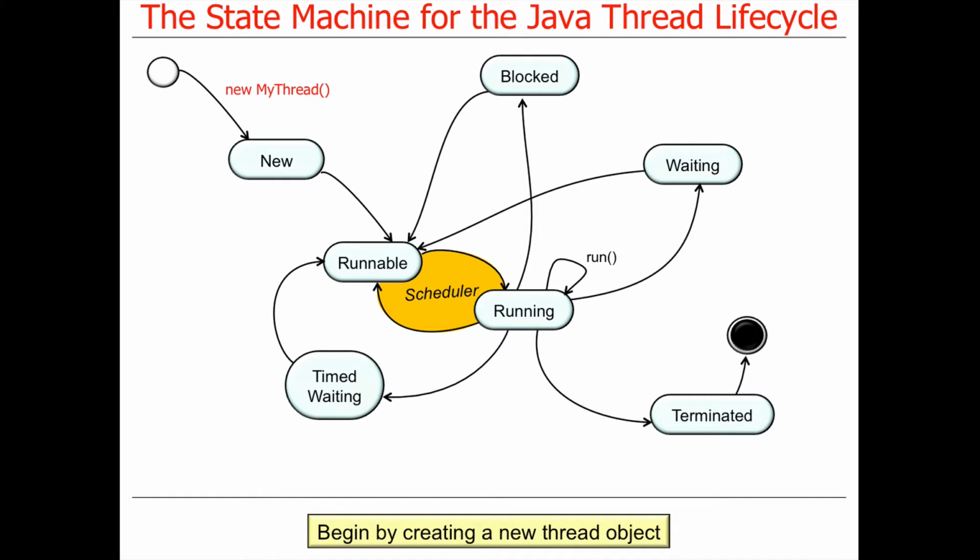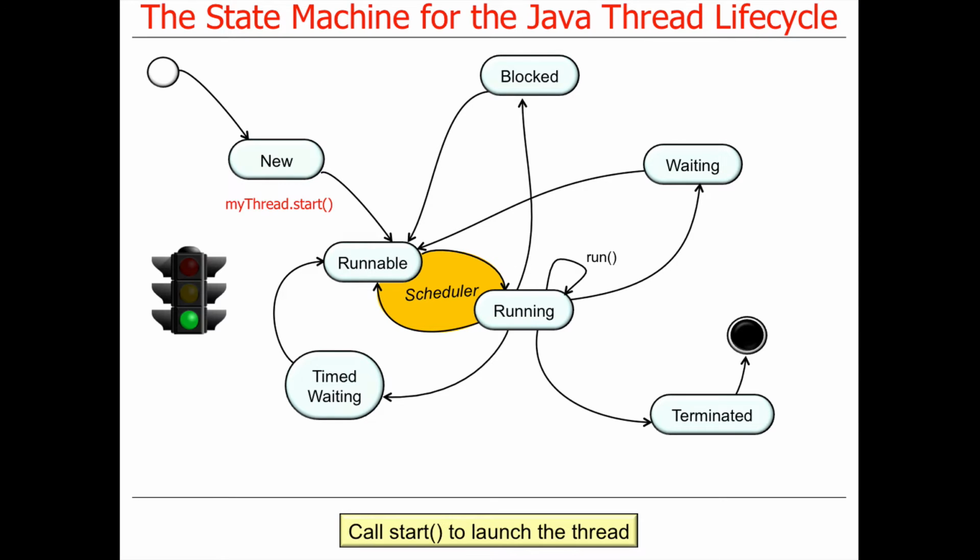You begin by creating a new thread object. If you say new my thread or new GCD thread or new thread, that will go ahead and create a new object, and it will also transition the state machine into the new state. At this point, you can say start on your new thread, and this will go ahead and launch the thread, start all the various pieces in motion.